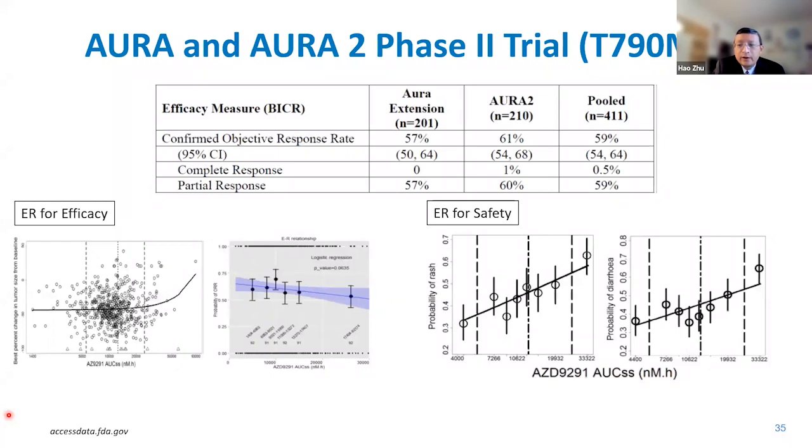So the drug was further tested in the expansion phase of AURA and AURA2 trials. Over the tested exposure range, the exposure response relationship for efficacy appears to be relatively flat, whereas the ER relationship for safety for rash and diarrhea appears to be relatively steep.